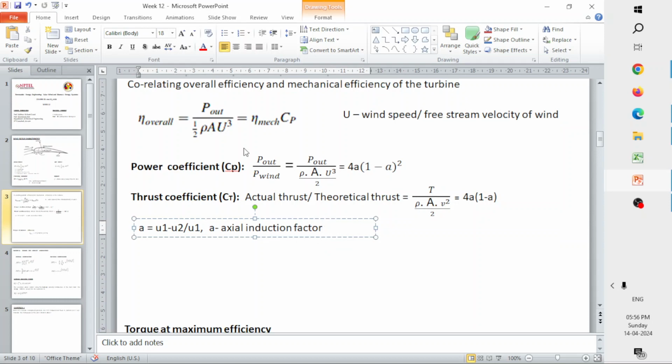If you see the value of the power coefficient, P out by P in, that is equal to 4a times (1 minus a) the whole square. And the thrust coefficient is defined as the ratio of the actual thrust experienced by your rotor due to the wind to your theoretical thrust. The theoretical thrust will be half rho times A times V square, where again V is your free stream velocity, and the actual thrust experienced by the rotor is this theoretical thrust times 4a into (1 minus a).